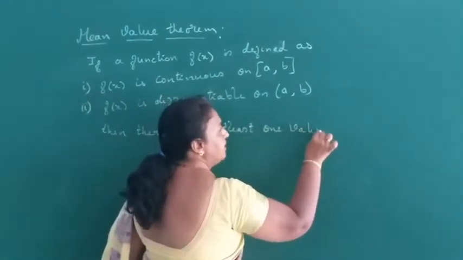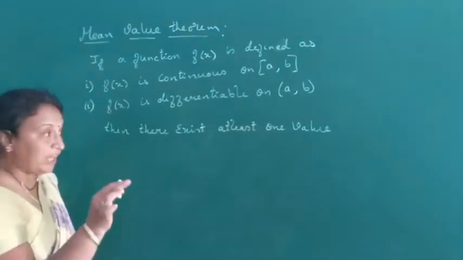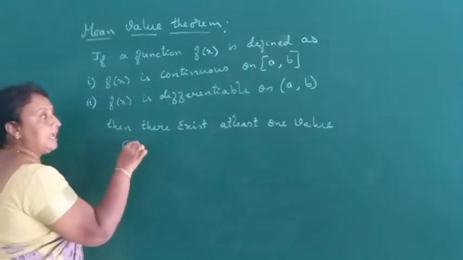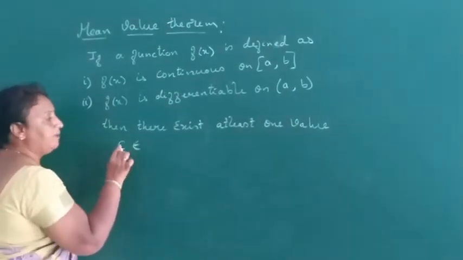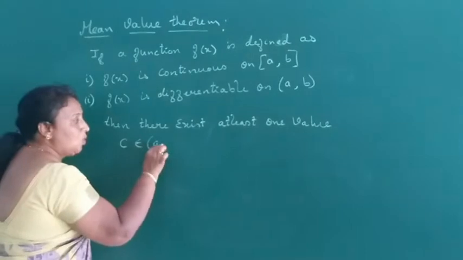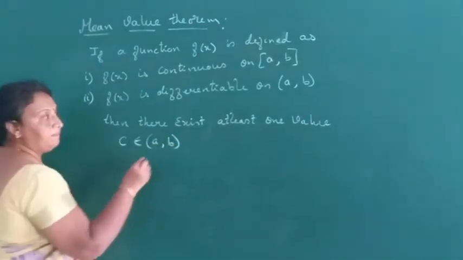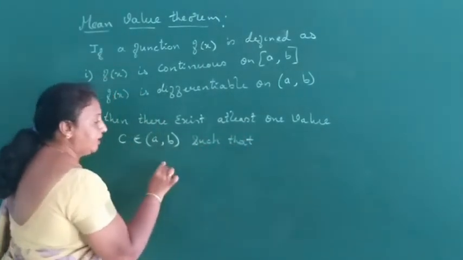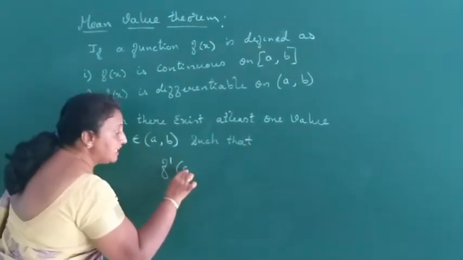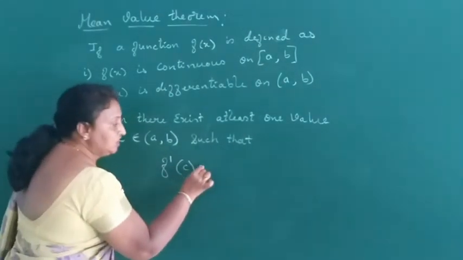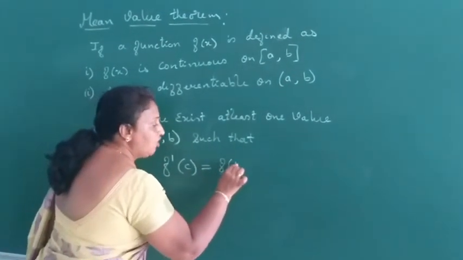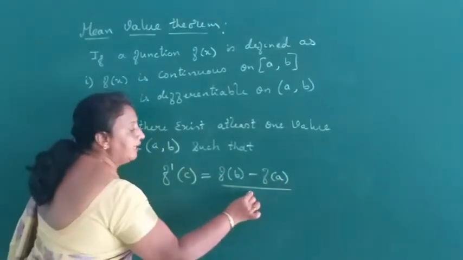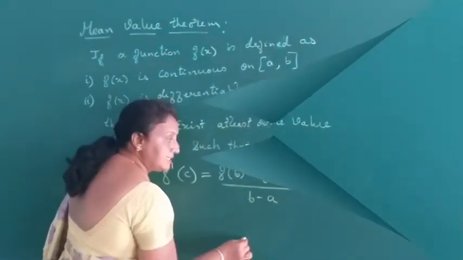A point is nothing but one value, at least one value, a value of C. C lies between the open interval (a, b). C belongs to (a, b), such that f dash of c equals f of b minus f of a divided by b minus a.